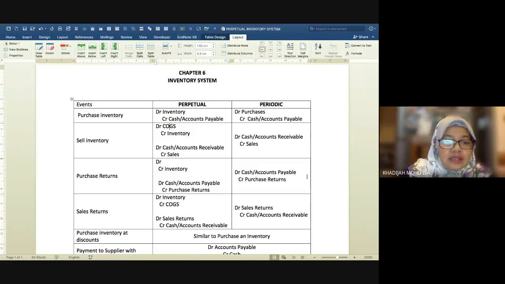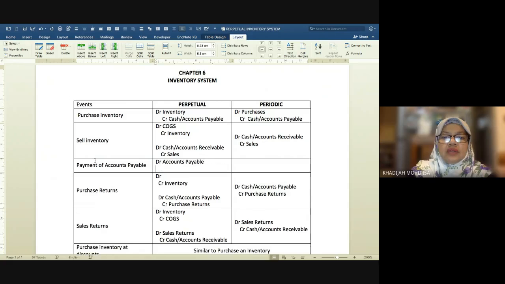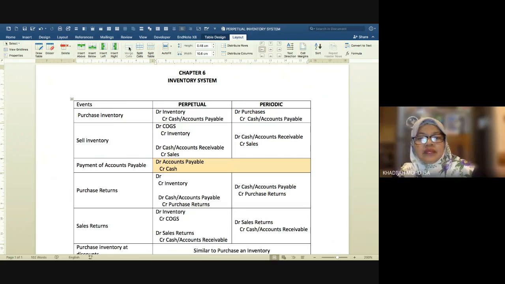So maybe I can put here purchase, and then let me put in payment of accounts payable. So here you are going to debit accounts payable, and you are going to credit your cash, right? Whether it's under perpetual, it will be the same. Yeah, so it will be the same.